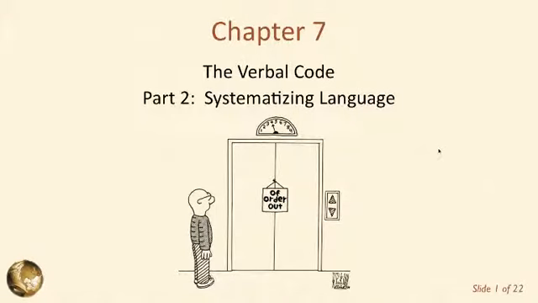This is the second presentation for Chapter 7. We're going to continue talking about language, and in this segment we'll talk about how languages are systematized, analyzed, and studied, and that involves linguistics. We'll be introducing some concepts that are not in the chapter. The textbook talks about a few aspects of linguistics. We're going to go a little further than that.